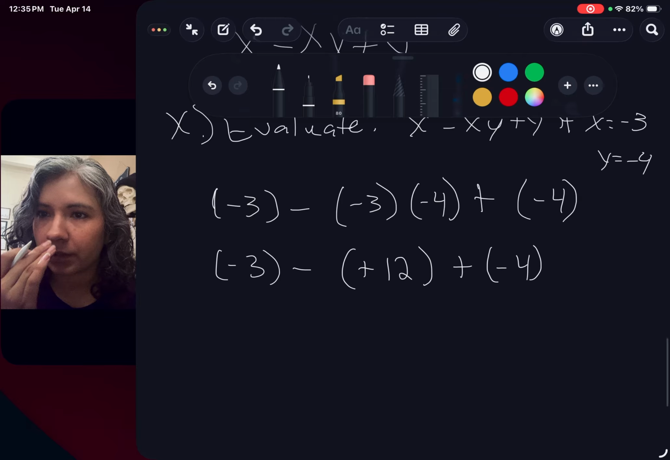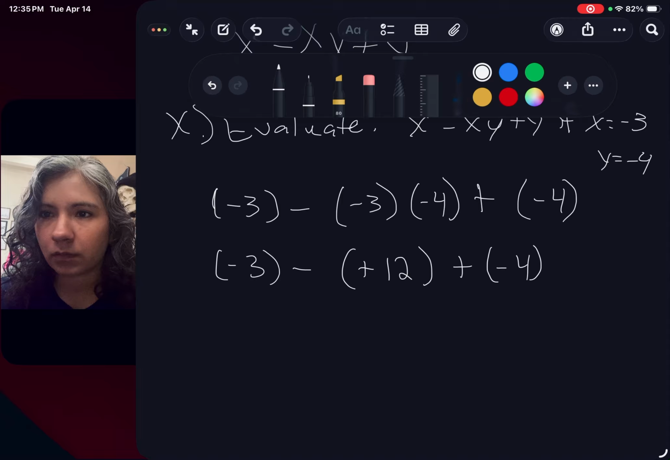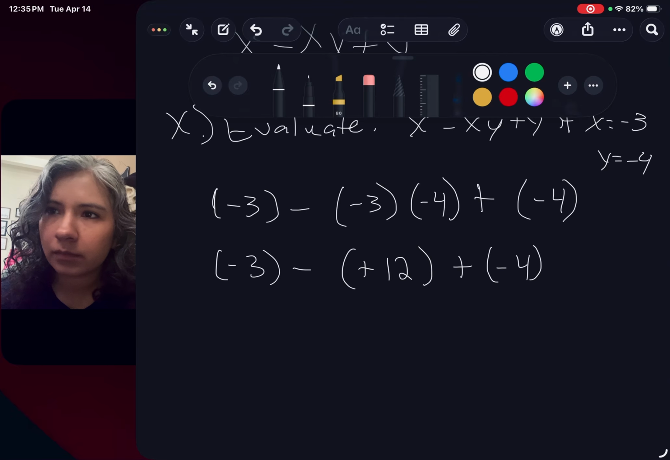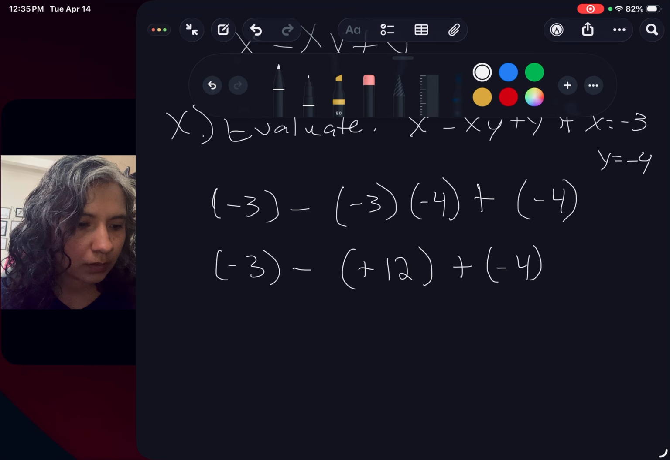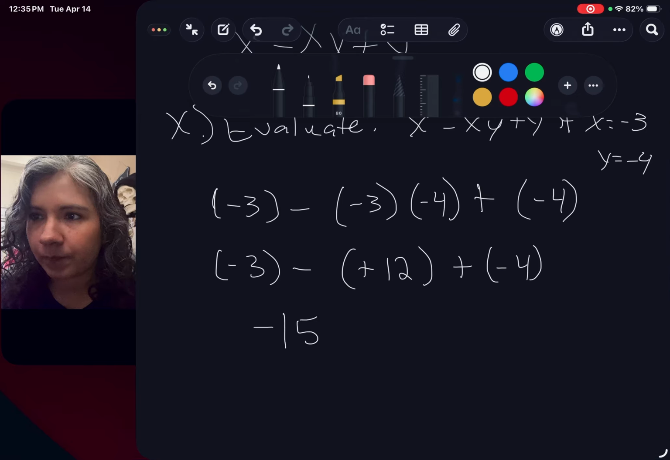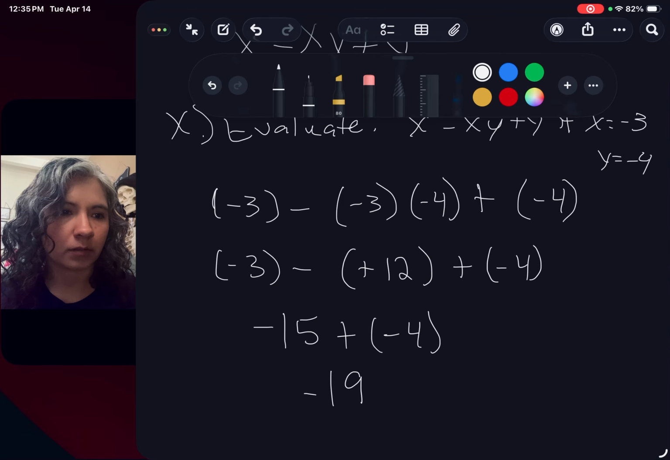Now we can go from left to right. -3 minus positive 12, which is going to be -3 minus 12, which is -15, plus -4, which is -19. Right, plus -4. All right.